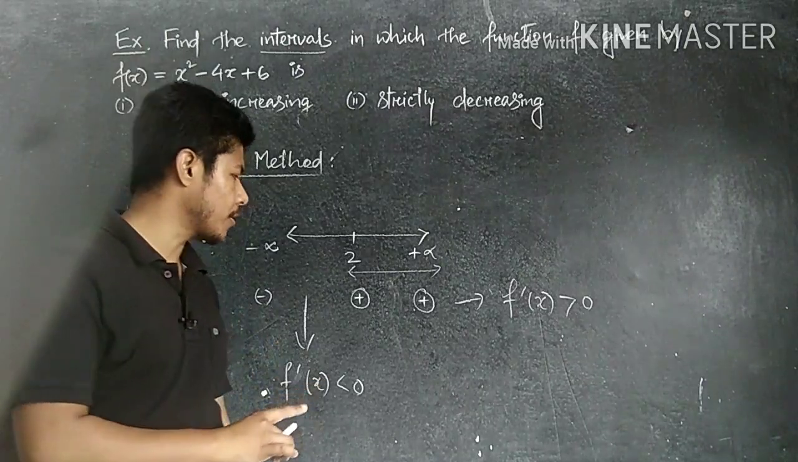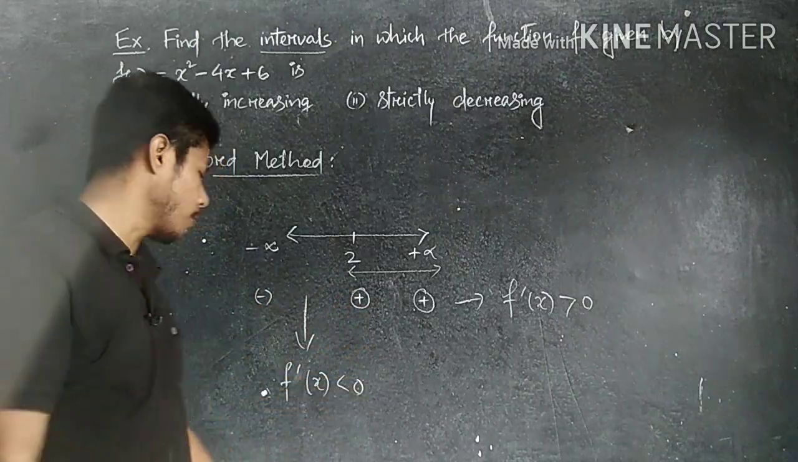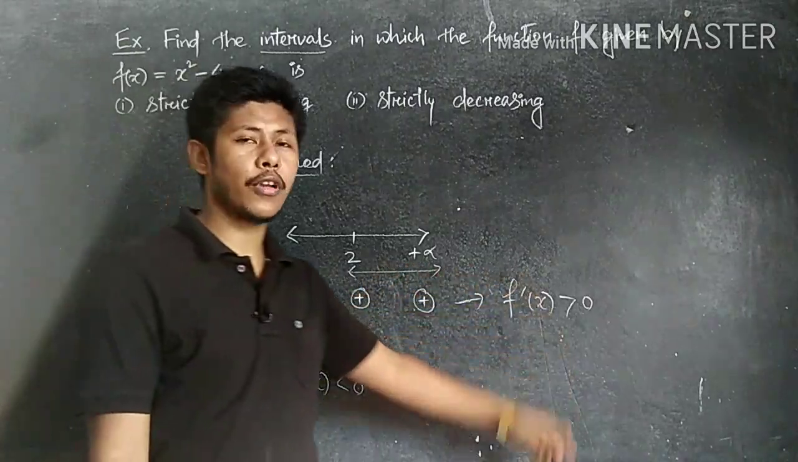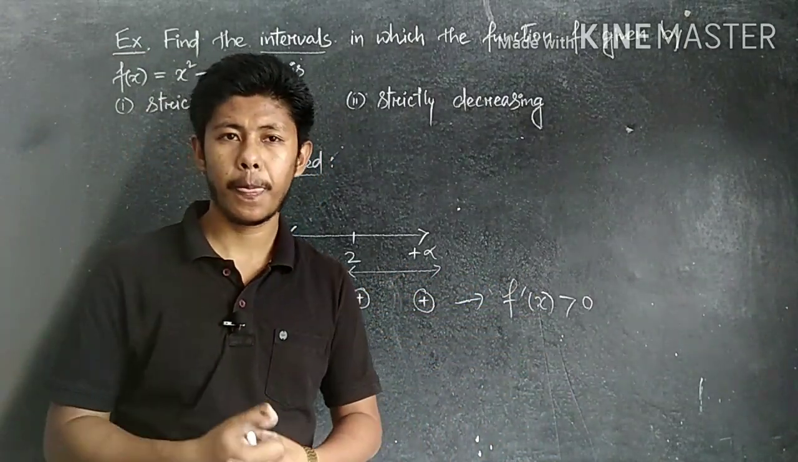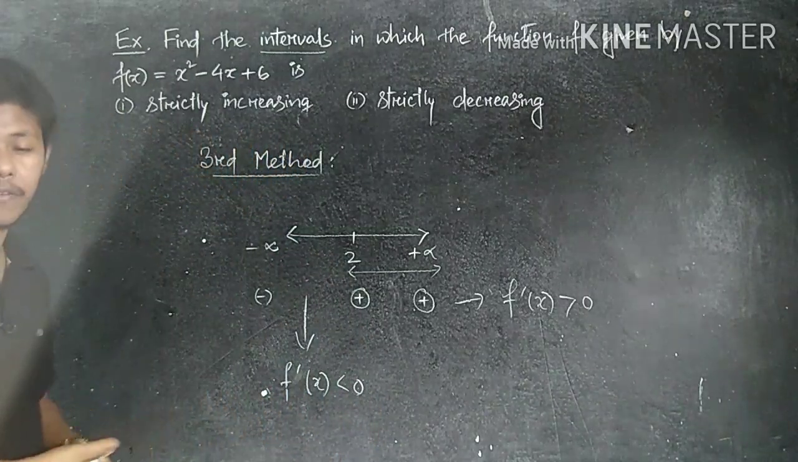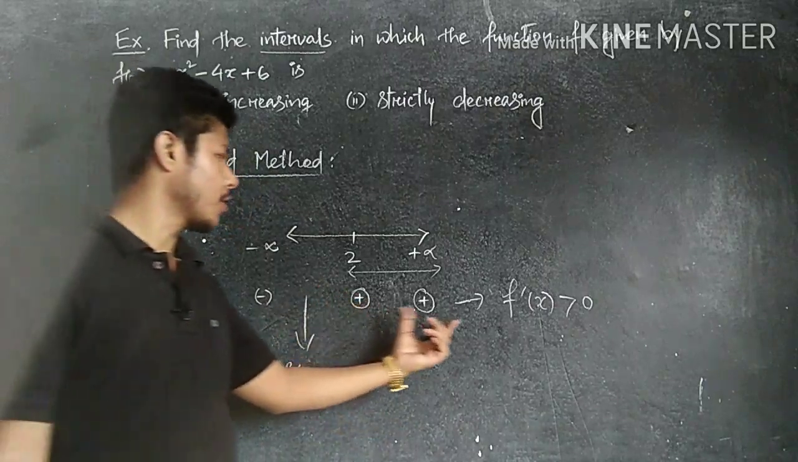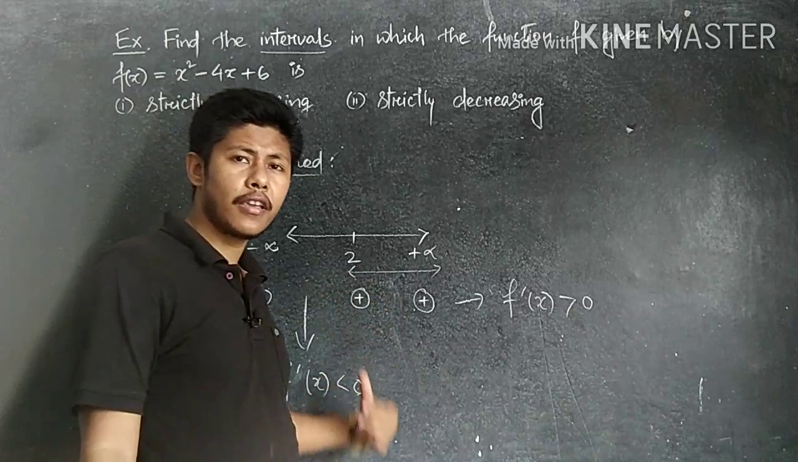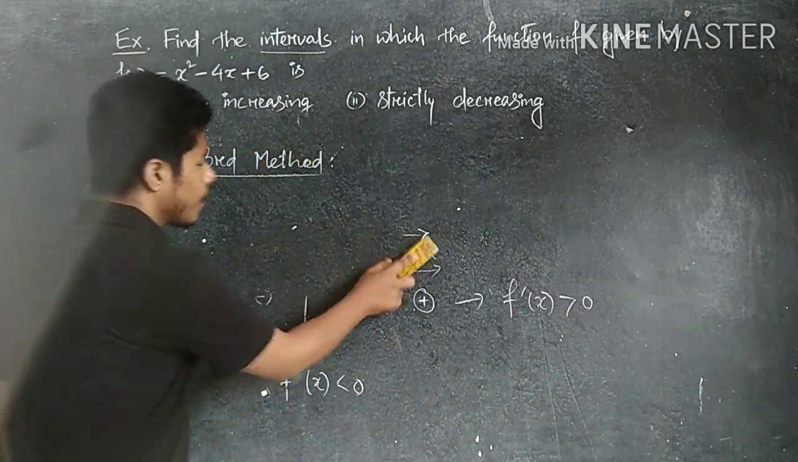So now the question arises. If one is negative and one is positive, it is decreasing, and if both are positive, it is increasing. I think all of you understood this now. Two positives give increasing or strictly increasing, and one positive with one negative gives strictly decreasing or decreasing. If both are negative, then what do we get?